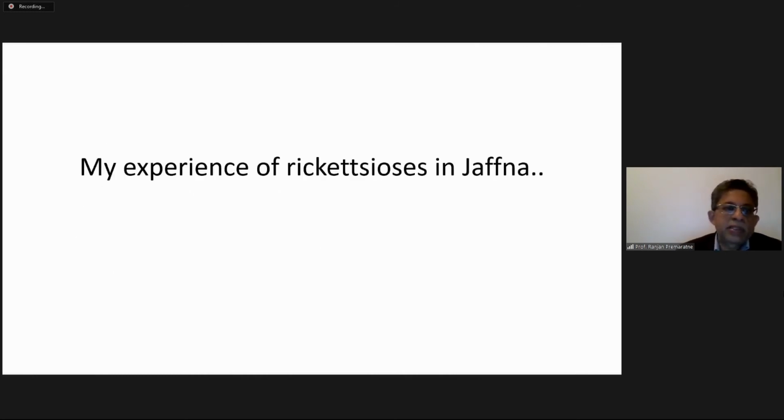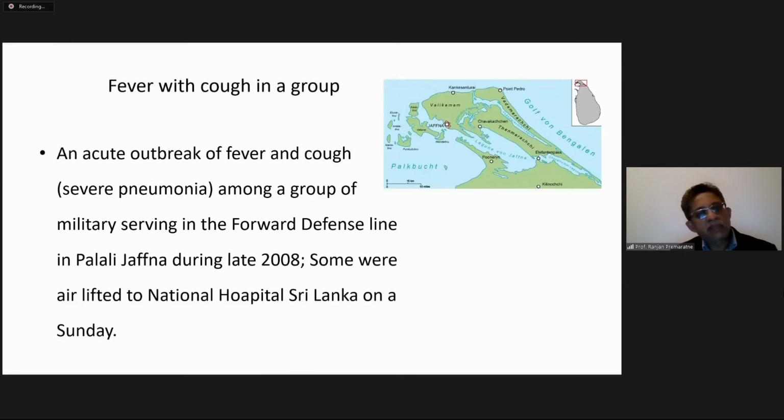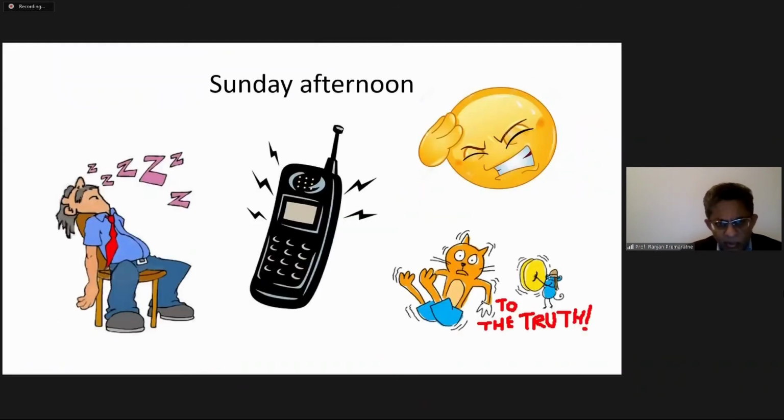Right. A little bit on my experience with rickettsioses in Jaffna. This, of course, is an acute outbreak of fever and cough or severe pneumonia among a group of military serving in the forward defense line in Parali during late 2008. Some were airlifted to the National Hospital in Sri Lanka on a Sunday. Of course, it's not a great experience for me, where I usually don't go out on a Sunday. It's my time of sleeping.